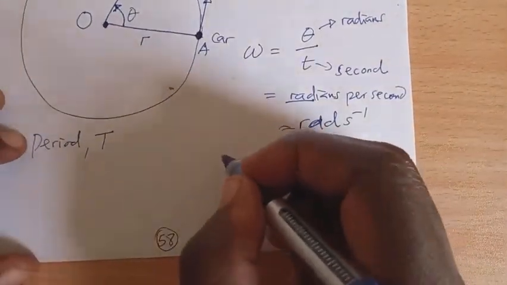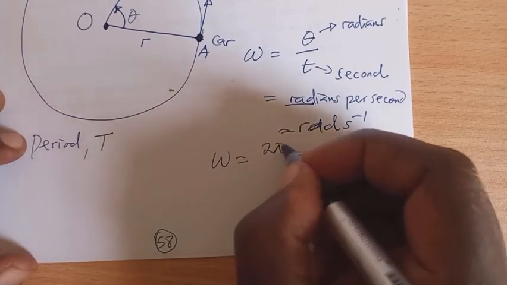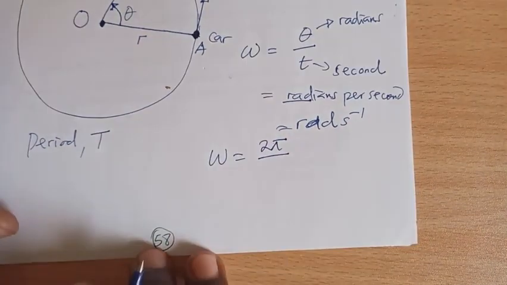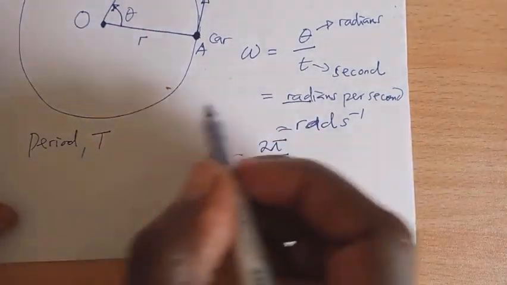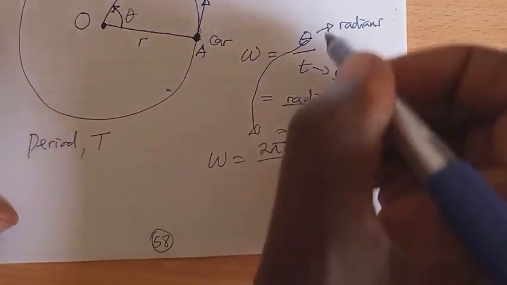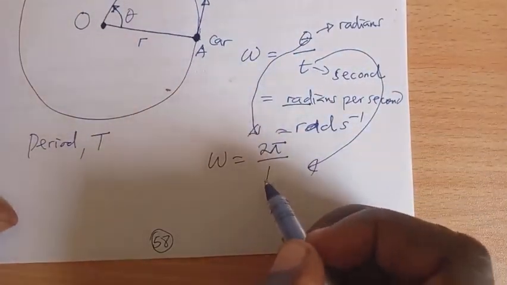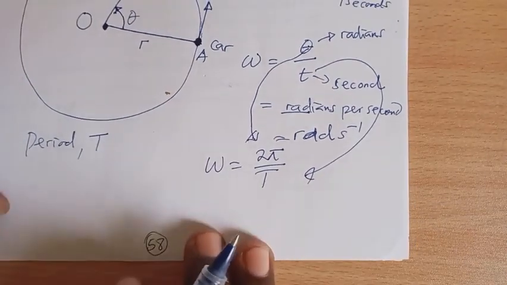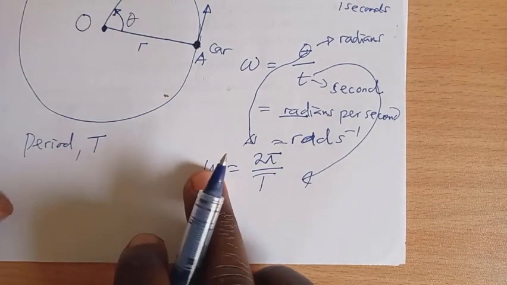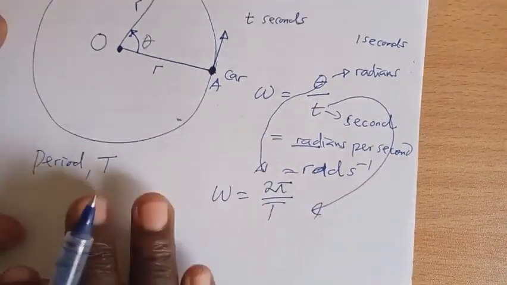So for my angular velocity, I can also use this formula. When it has completed one revolution, the angle is 2 pi, and the time taken is the period, capital T. So I have another formula for calculating angular velocity: angular velocity is equal to 2 pi upon T.